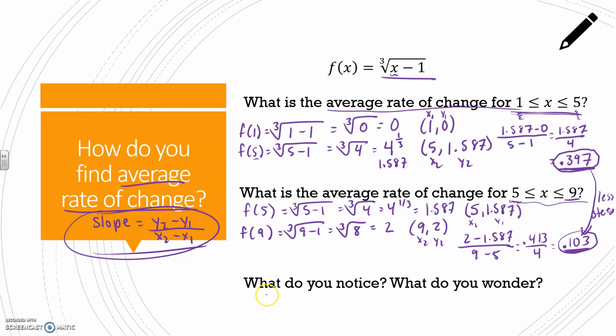So what I notice is that it gets less steep as x gets bigger. Or as I get further away from 0, it's getting less and less steep. So what I wonder is, well then, when is it the most steep? So let's do one last example to look at that.